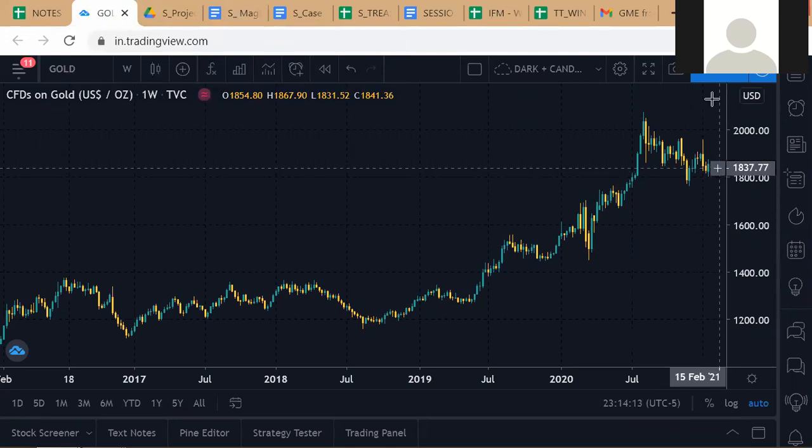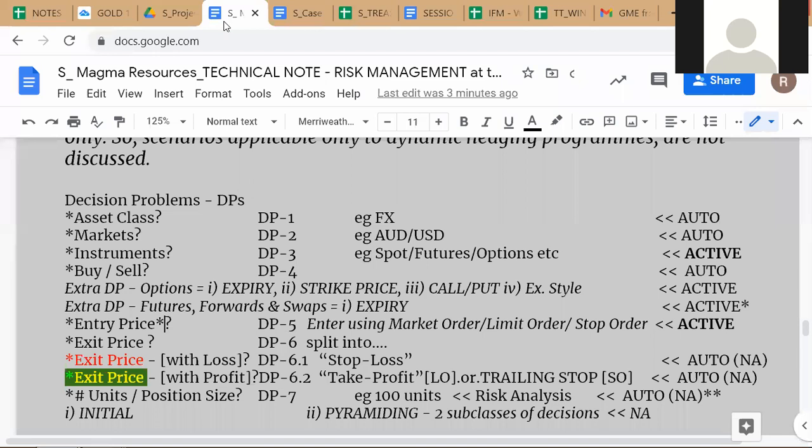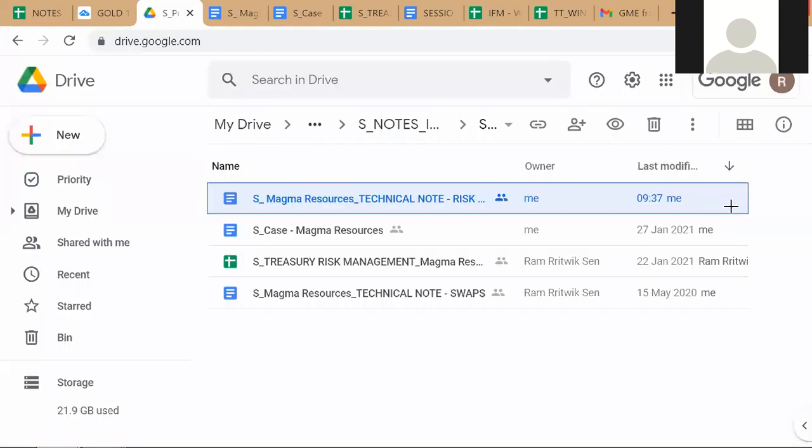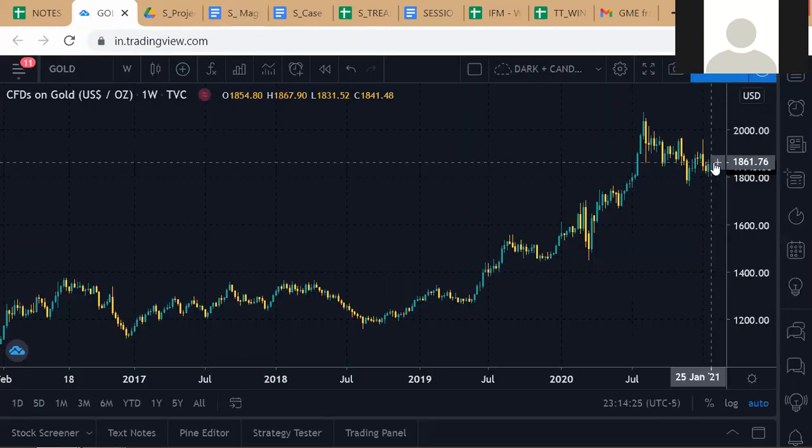So you see that there is an option here in terms of how we solve DP5, which is regarding the entry price. On the other hand, if your view is that the market is going to collapse right away, in that case, you will immediately sell it at the current market because you're afraid that the market is going to collapse right away. And that's the second option, where you use a market order. And the third option is that you're not really sure what is happening.